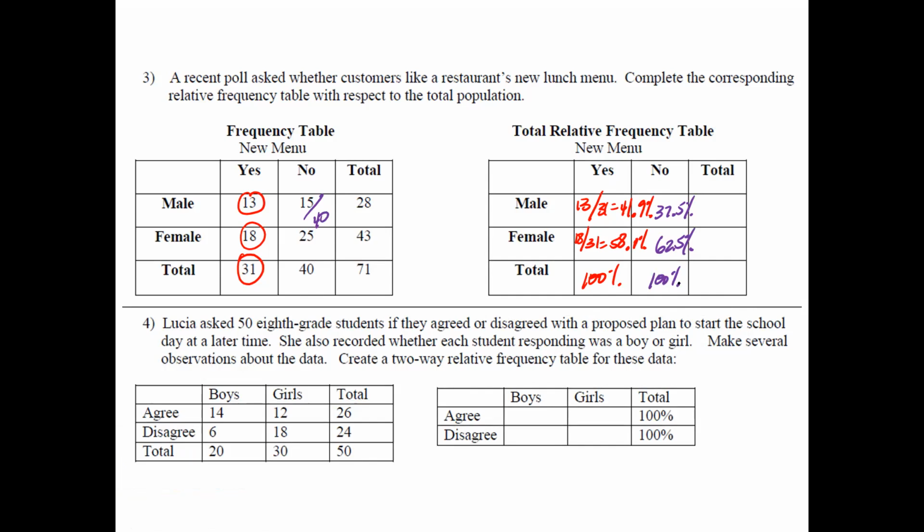And then going across, you want to add this all together. So 41.9 plus 37.5 is 79.4%, 58.1, etc. And then just add it across. Now that we've done this, I want you guys to go ahead and give number 4 a try on your own.